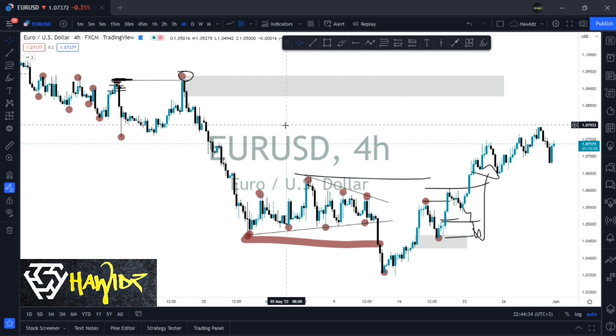But I will repeat this over and over again: price creates and takes liquidity over time. Now, the only thing that you as a trader should know is where liquidity is and which liquidity is going to be taken next. So without further ado, guys, we'll finish this up in the next video.